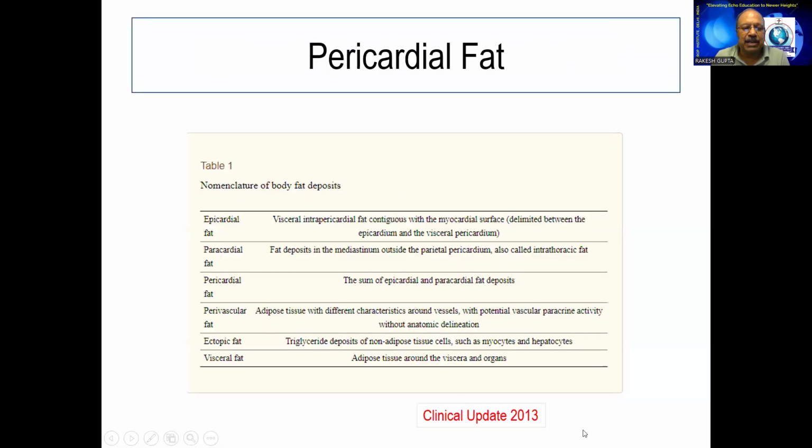This is one clinical update from 2013, just summarizing the body fat deposits. Epicardial, paracardial, pericardial; the sum of epicardial and paracardial fat is known as pericardial fat. Perivascular, ectopic and visceral fats. We are not bothered about anything else, we are more bothered about epicardial fat, which is visceral intrapericardial fat continuous with the myocardial surface, delimited by epicardium and visceral pericardium. That's what we need to look at whenever we are talking of epicardial fat.